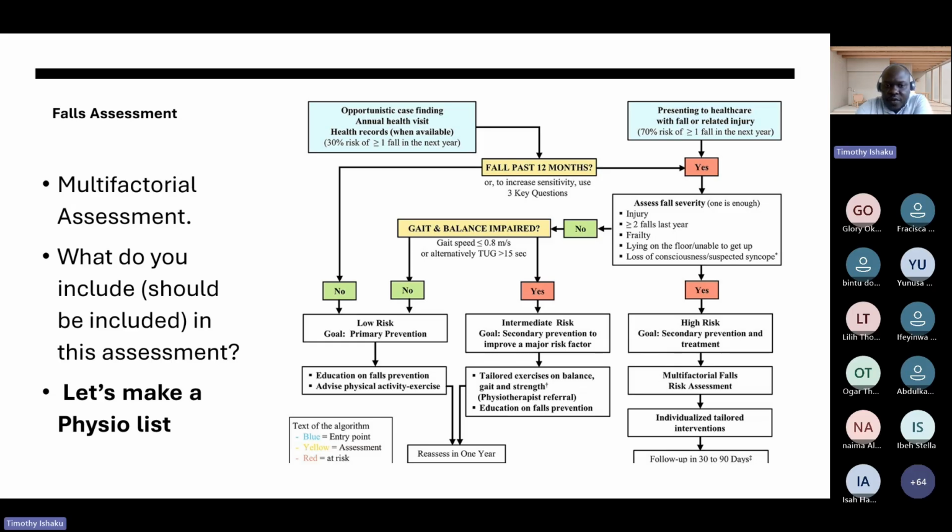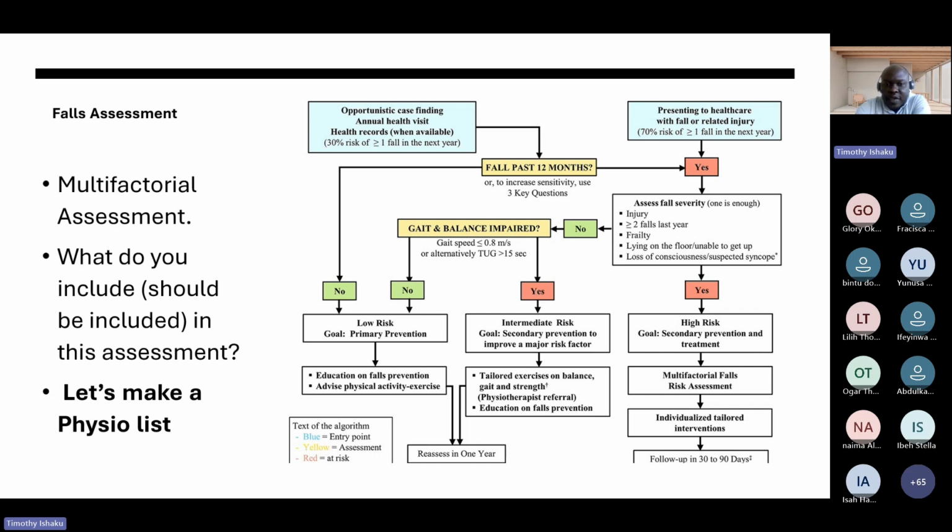High risks of falls. And once they are in that category, then the goal is to develop a secondary prevention because they are fallers already. So it's to prevent them from having that frequent falling. Because like we said in the beginning, somebody who has fallen, they are more like 70% chance that they will fall again.